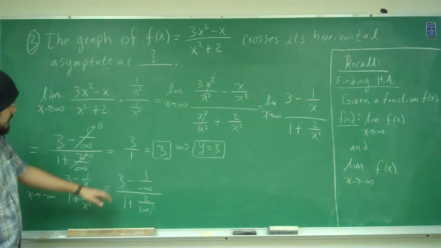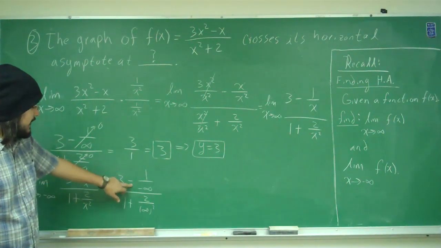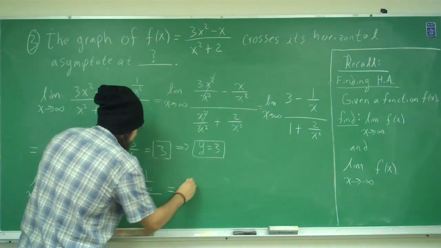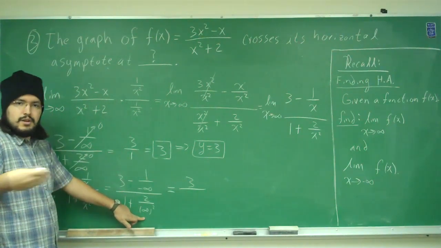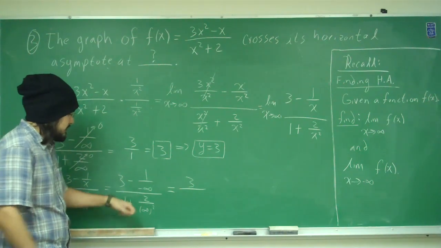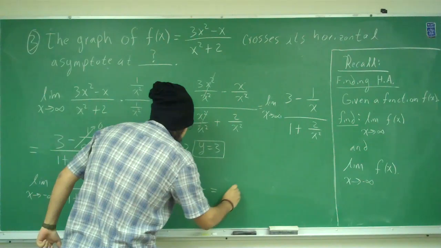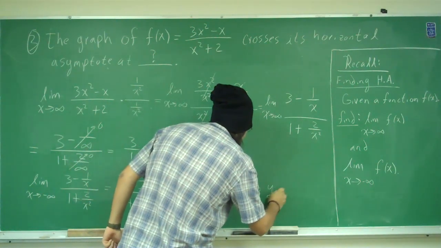So 1 divided by negative infinity is 0 as well. 3 minus 0 is still 3. And then we have infinity squared, that's just a very big number. 2 divided by another very big number is 0 as well, so that's just 1. And that is 3. So that implies y equals 3.